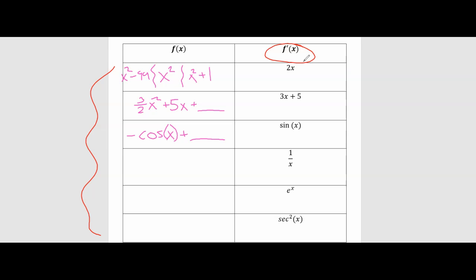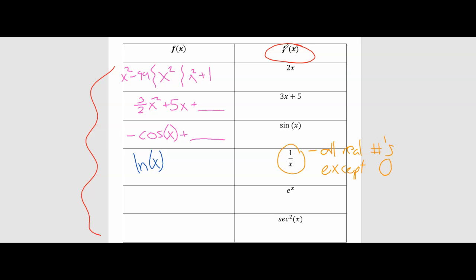This one, a little tricky. I think we know that the original function must have been the natural log of x. However, it's not just the natural log of x, and here's why. The domain of this function right here is all real numbers except 0. The domain of our derivative cannot be greater than the domain of our original function.